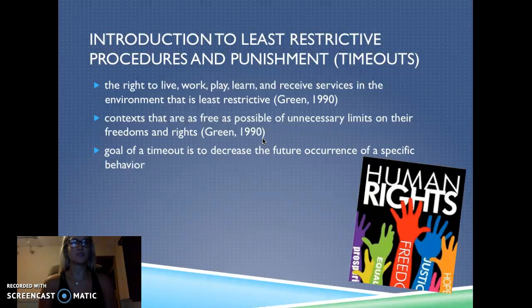Implementing punishment procedures to handle misbehavior in a client may be a direct infringement upon these rights. One type of punishment that may result in removing an individual from their least restrictive environment is a timeout. The goal of a timeout is to decrease the future occurrence of a specific behavior. The type of timeout that would remove a child from their environment, resulting in them having unnecessary limits on their freedoms, would be an exclusionary timeout.